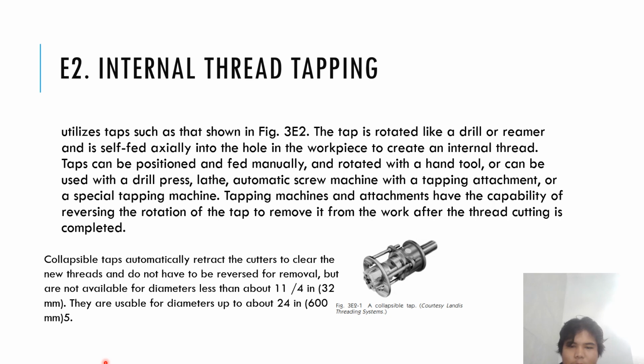Tapping machines and attachments have the capability of reversing the rotation of the tap to remove it from the work after the thread cutting. Collapsible taps like this one automatically retract the cutters to clear the new threads and do not have to be reversed for removal, but are not available for diameters less than a quarter inch and 1 1/4 inch.